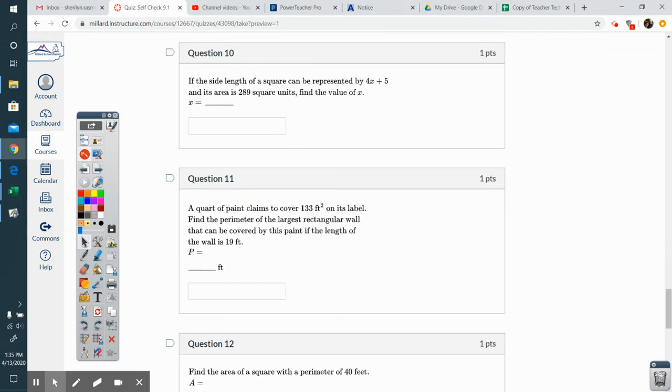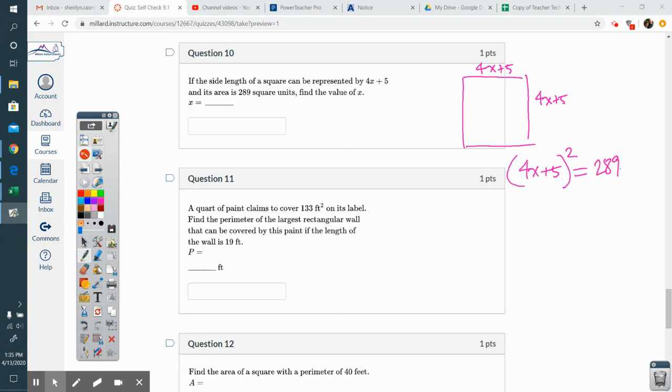Okay. If the side length of a square can be represented by 4x plus 5, so here's the side length of a square, and its area is 289, we want to know x. So if this is 4x plus 5 and it's a square, then this is also 4x plus 5. So if you multiply the same thing together, it's 4x plus 5 times 4x plus 5, but that is the same thing as 4x plus 5 squared. And that equals 289 square units.